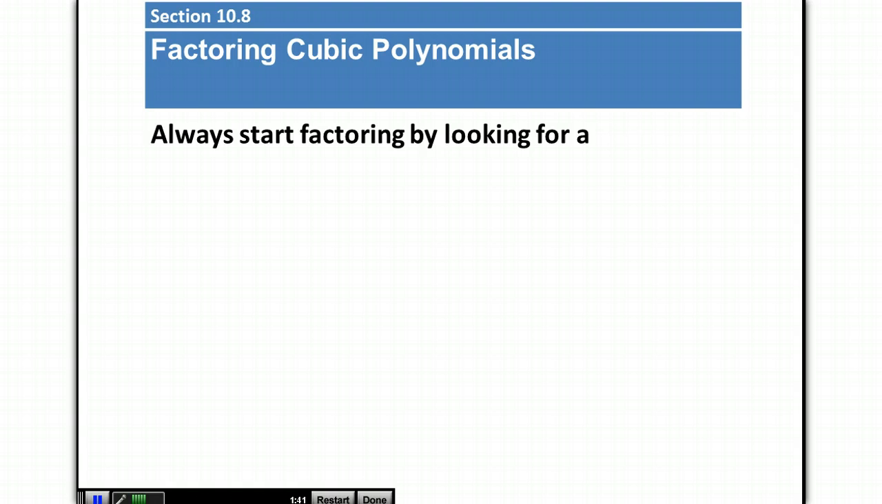Now in section 10.8, we're going to factor cubic polynomials. The first thing you always want to look for is a common monomial factor. So always start by factoring out a common monomial factor. That's your first step no matter what.